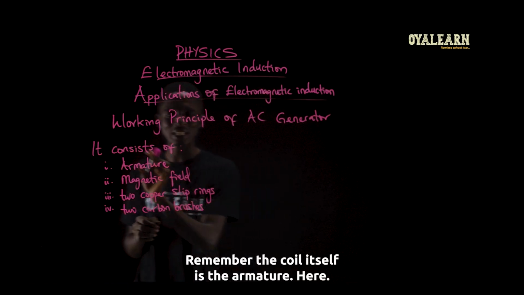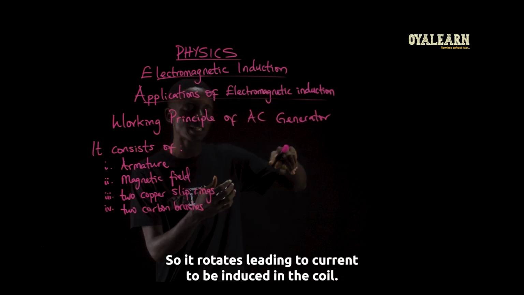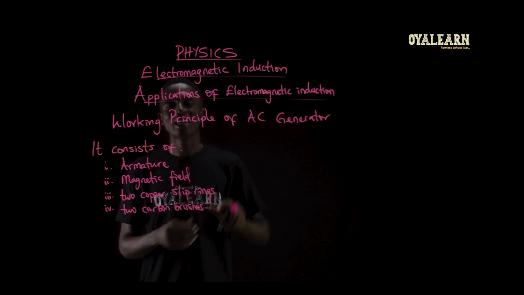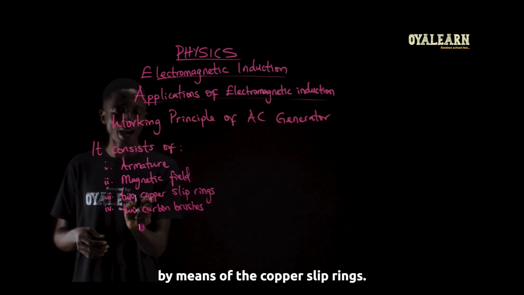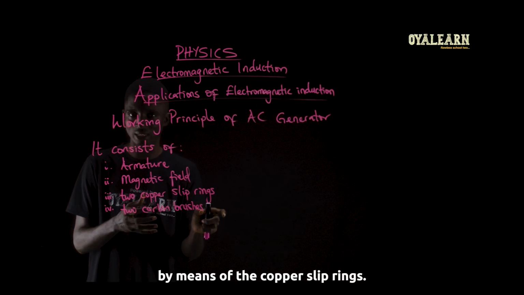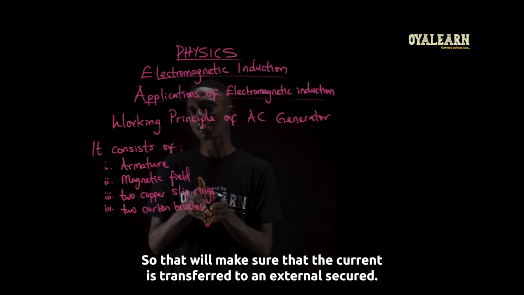Remember, the coil itself is the armature here. So it rotates, leading to current being induced in the coil. Now that current is going to be transferred to an external circuit by means of the copper slip rings. So that will make sure that the current is transferred to an external circuit.